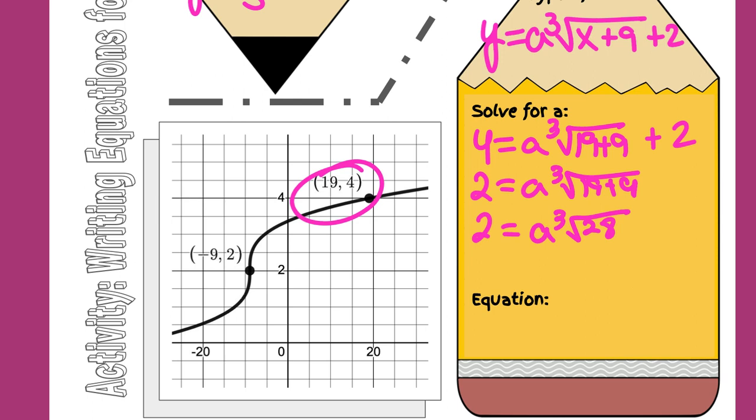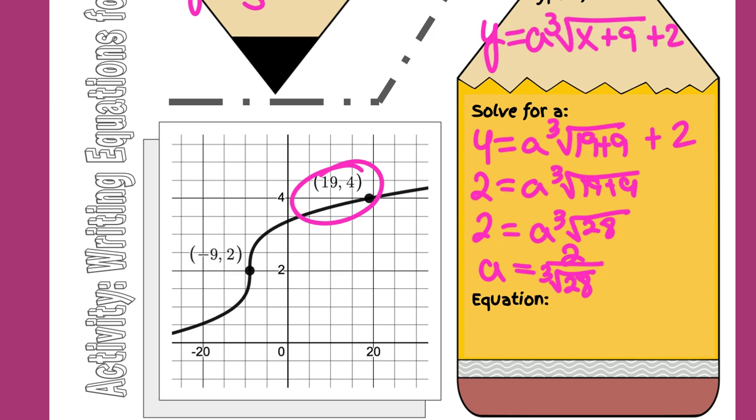Now what? Cube it. Why would I cube it? Then I'd have an a cubed. Factor it. There's no factoring. There's no cube root of 28. Two. Then we would have to cube the a. Wait, no. So we're going to get a equals 2 over the cube root of 28. Isn't that what we always do?